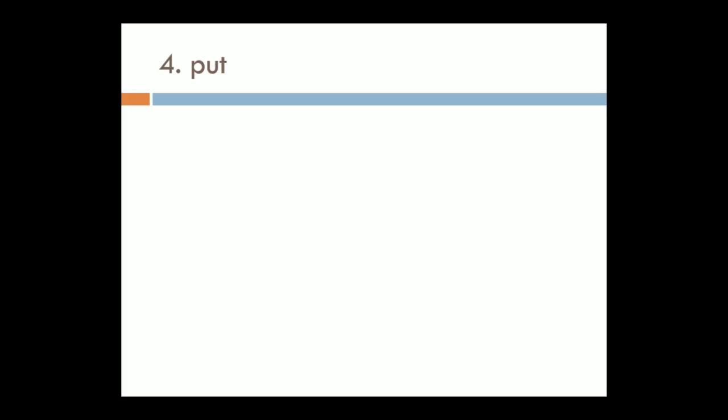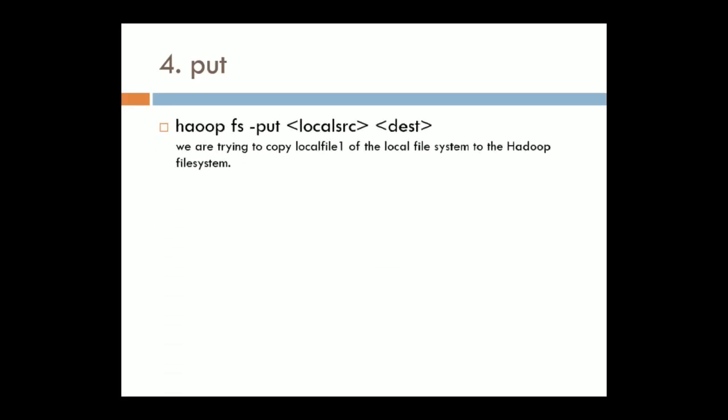Okay. Now we'll talk about the fourth command, which is put. We know the put command is completely meant just to put something. Maybe some people get confused between the copy and the put. They are not the same. The syntax for this is Hadoop file system minus put, local source, then destination.